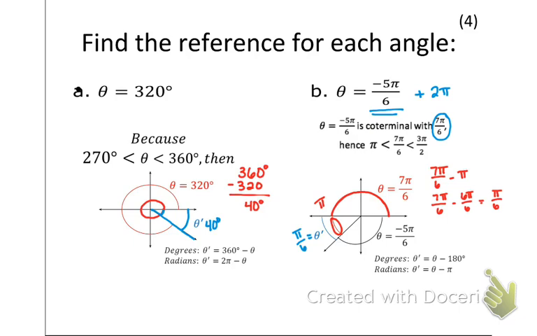Now I would like you to try problem 3 on your worksheet by yourself. Pause the video here and resume once you think you have found the reference angle for each: theta equals 140 degrees and theta equals negative 3 pi over 4 radians. Once you think you found the answer, resume the video and find out if your answer is correct.